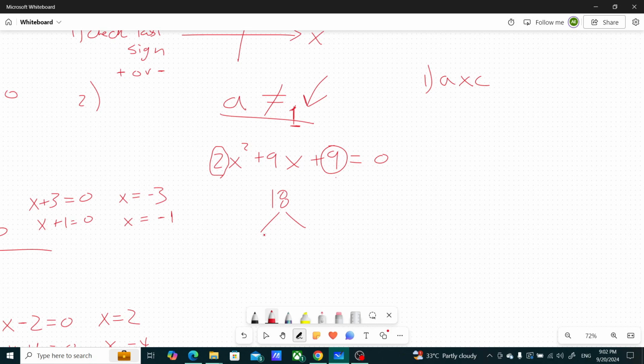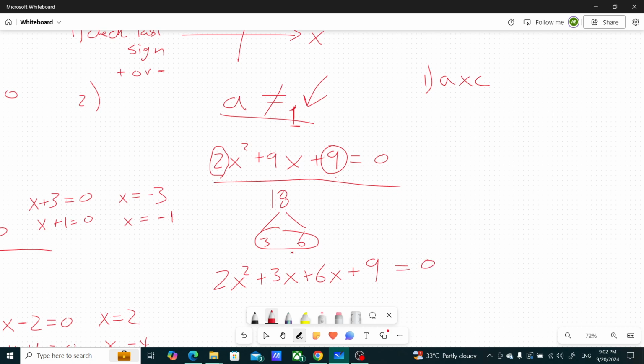I will have 3 and 6. Yes, so 3 and 6. Now I will rewrite my equation like this. So 2x squared is not changed. Instead of this 9x, I will write it as these two, so plus 3x plus 6x. Plus this 9 is not changed, equals 0.